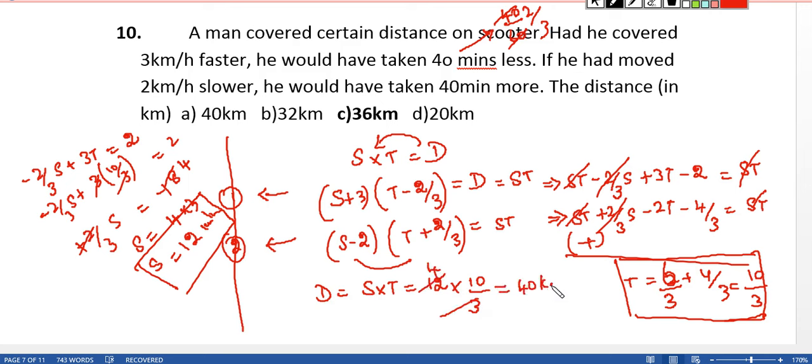40 km. Okay, so apologies for being very messy in this particular question. I'll try to be more clear in my calculations from the next question onwards. So this is our answer, 40 km, not this one. Okay, once again the answer given here is wrong, so 40 kilometers is the correct answer.